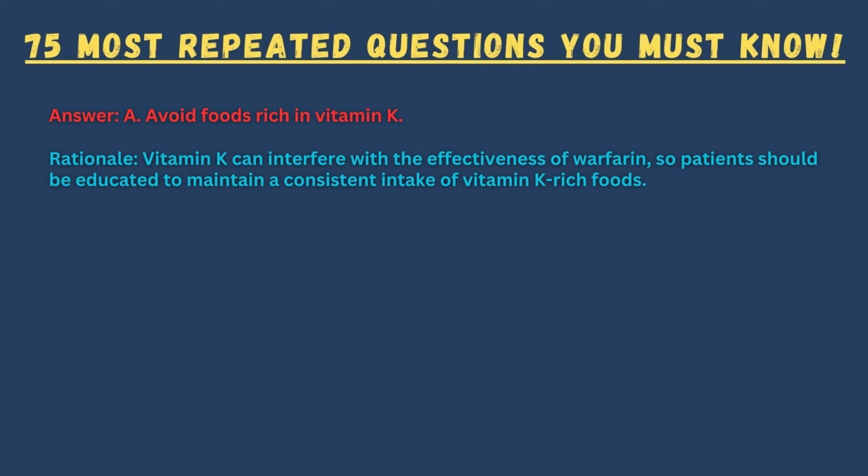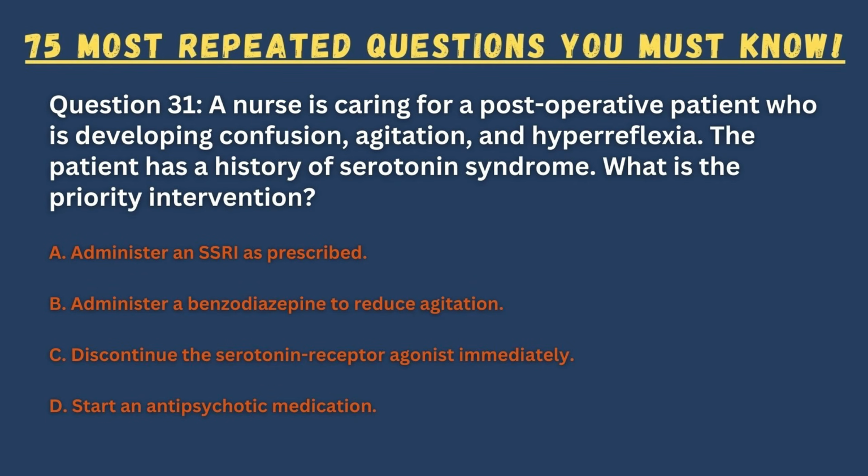Rationale: vitamin K can interfere with the effectiveness of warfarin, so patients should be educated to maintain a consistent intake of vitamin K-rich foods. Question 31. A nurse is caring for a post-operative patient who is developing confusion, agitation, and hyperreflexia. The patient has a history of serotonin syndrome. What is the priority intervention?